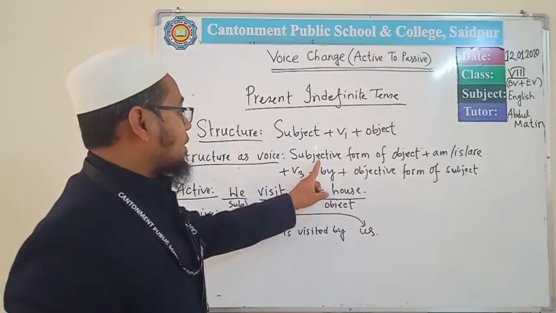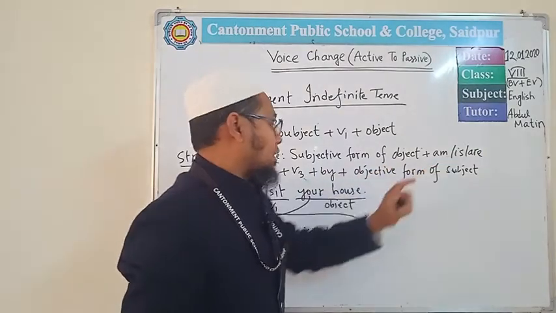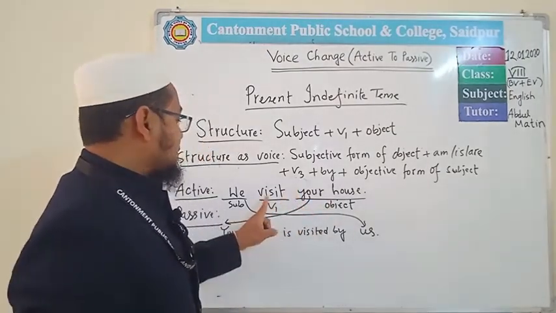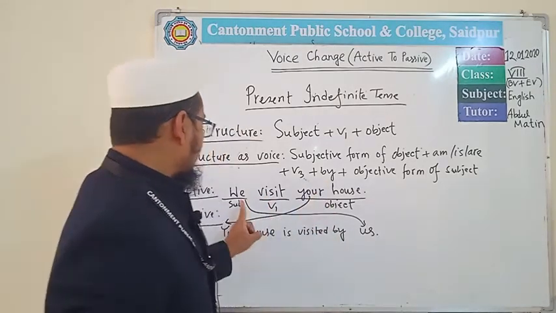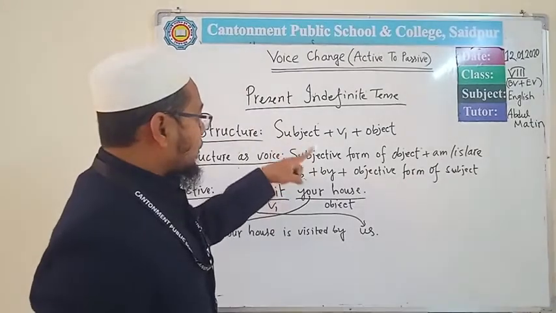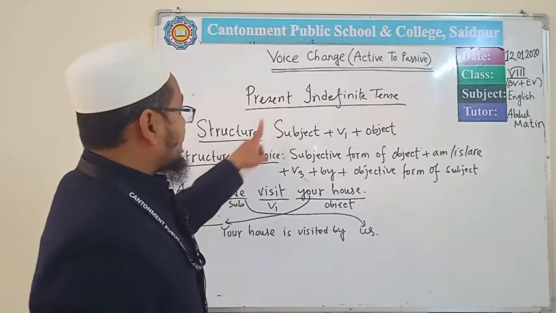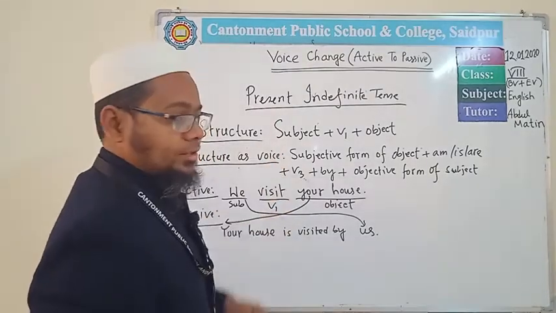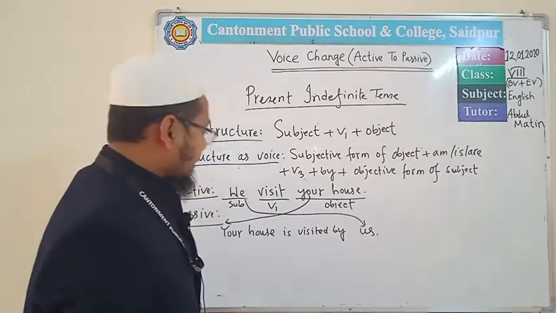If you follow the structure, subjective form of object, that means your house, then am, is, are, after your house is will be used, then verb 3, that is visited, verb 3 of visit is visited, then by, and then objective form of we, here will be us. So if you want to make it passive, first you have to know what is the structure of present indefinite tense and how it will be changed into passive voice. Then you must know this structure. So memorize this with understanding. Okay.